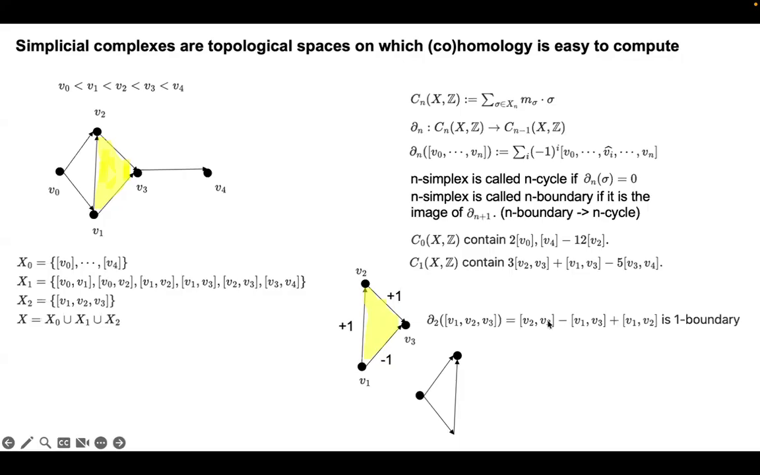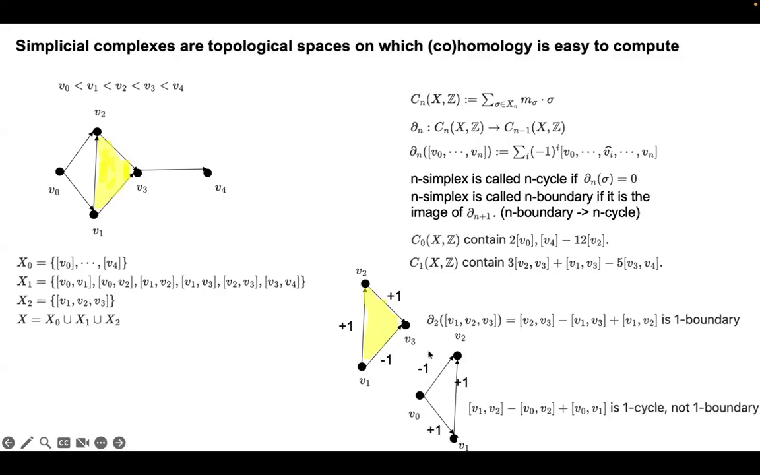What the boundary means is this: V1, V2, V3 indicates the yellow two simplex. The boundary is defined as follows. It considers the orientation of the two simplex, and this sign represents the orientation. V2V3 has a plus sign, so this direction, but V1V3 has a minus sign. So this is the boundary.